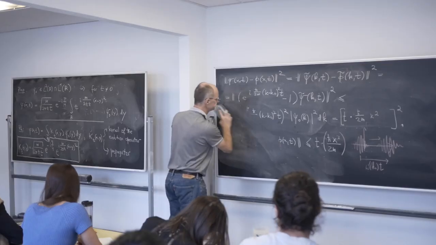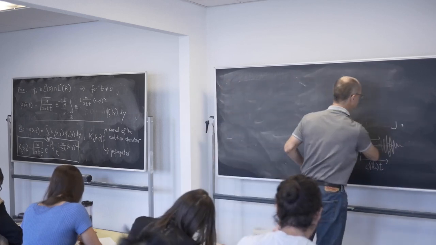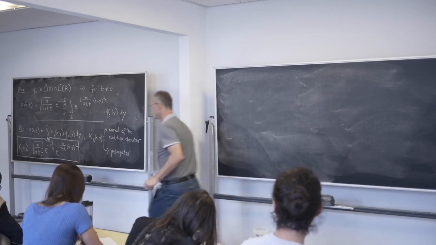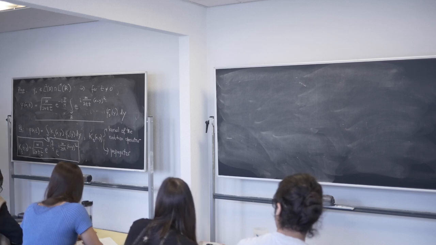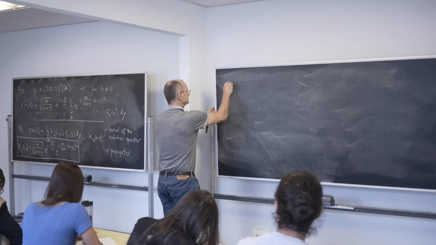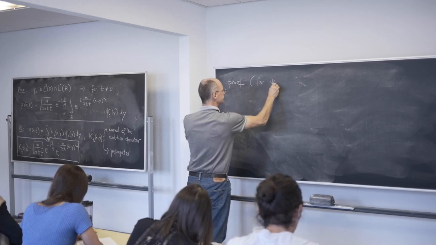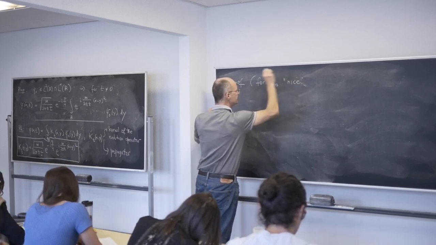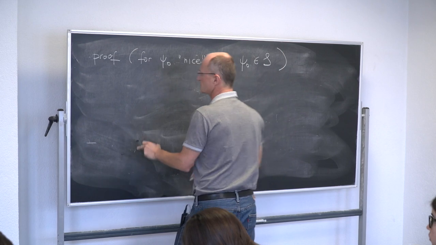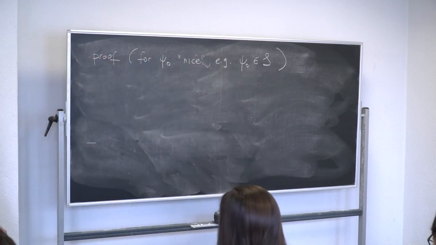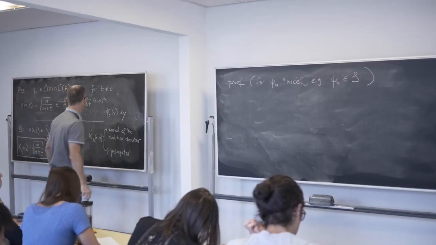Okay. So let's give a sort of proof. Somehow today I don't want to do too much of functional analysis. So we'll be doing it for nice psi naught. For instance, we can say that psi naught is in the Schwarz class, so rapidly decaying, decaying faster than any power at infinity.